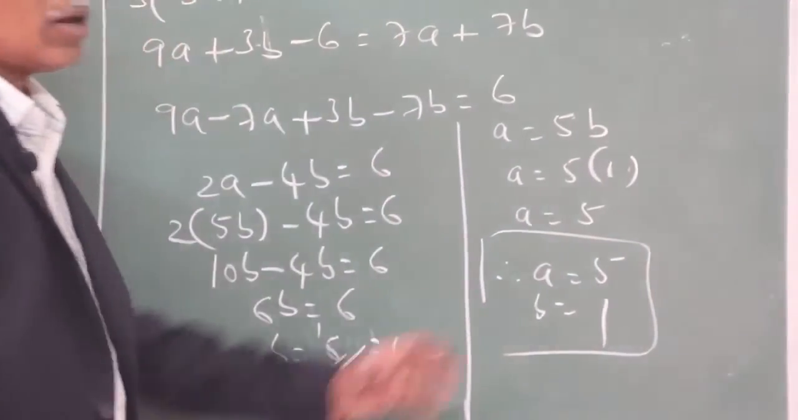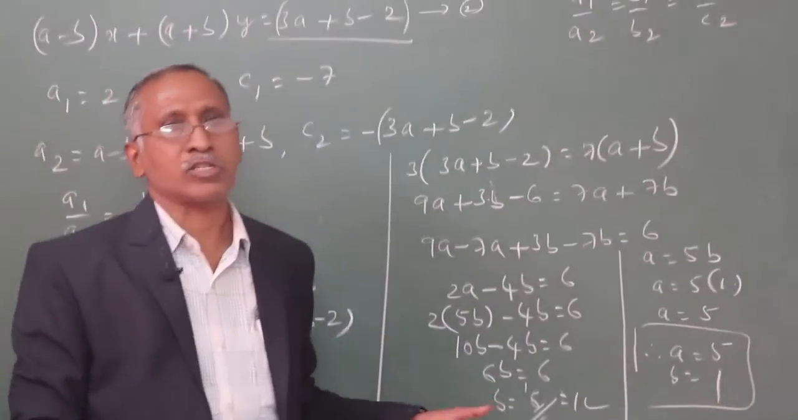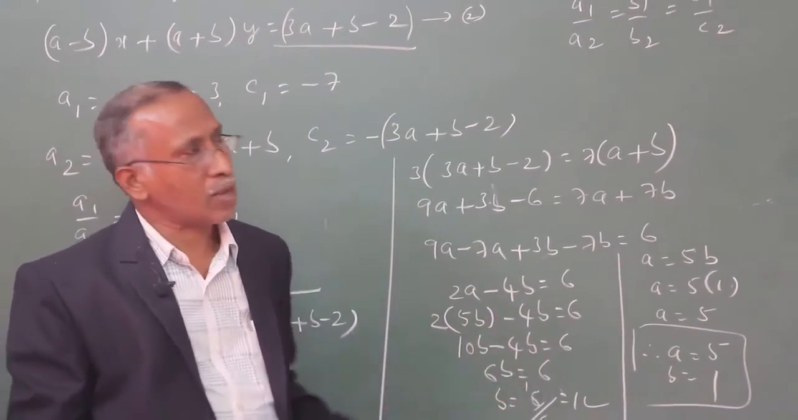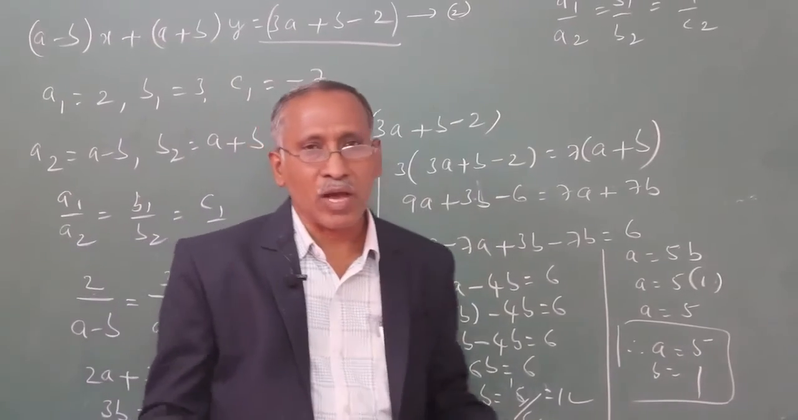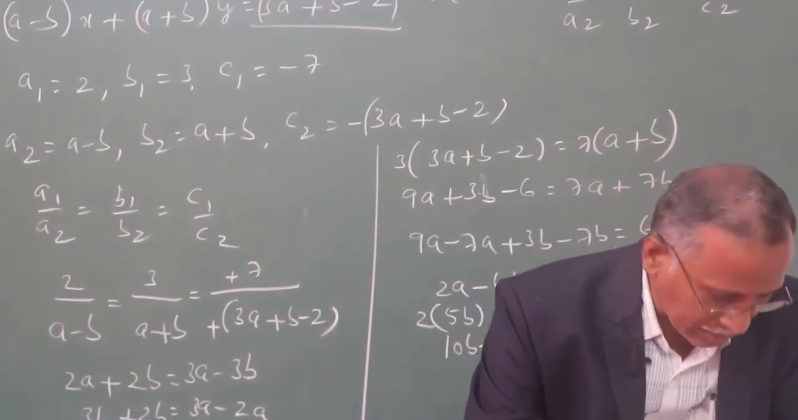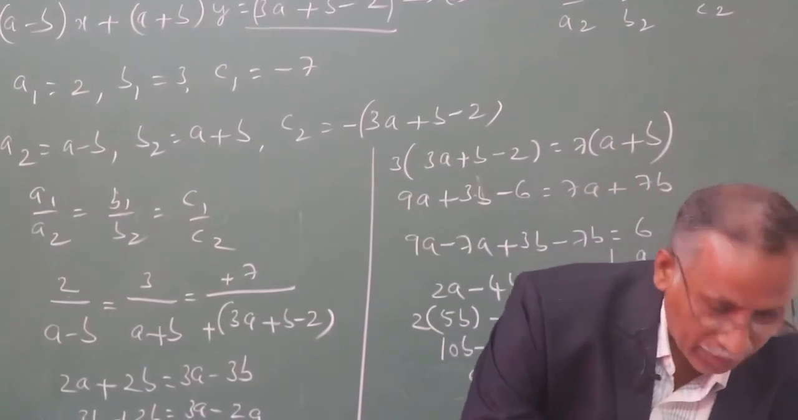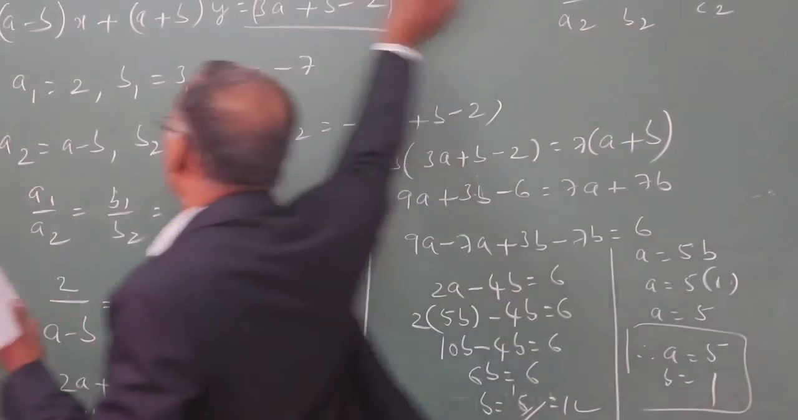This is the way. According to the condition, substitute the coefficients of x, coefficients of y and constant terms and find out. As we have learned 3 methods to solve the given pair of linear equations, similarly, let me take up one more sum here now.